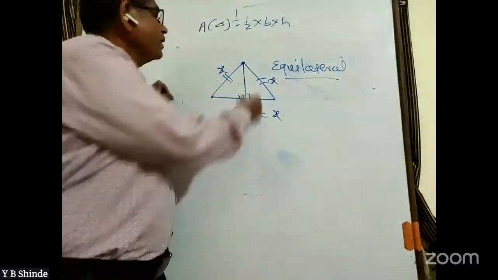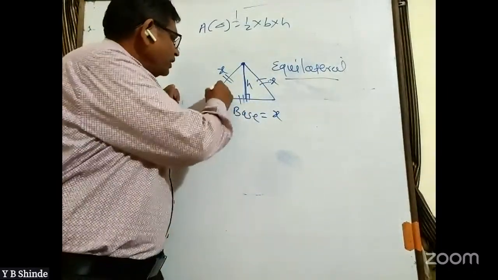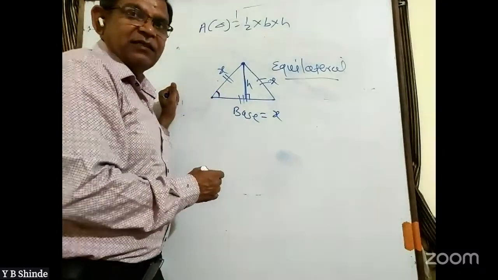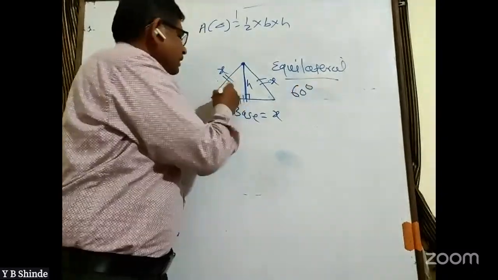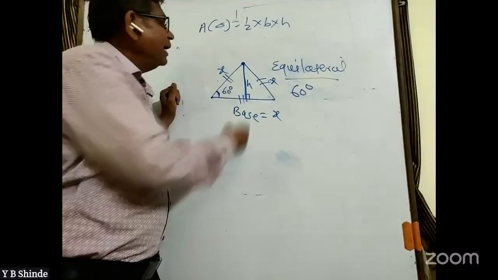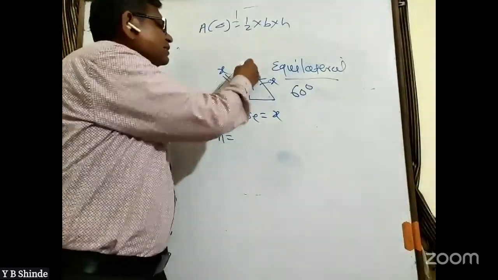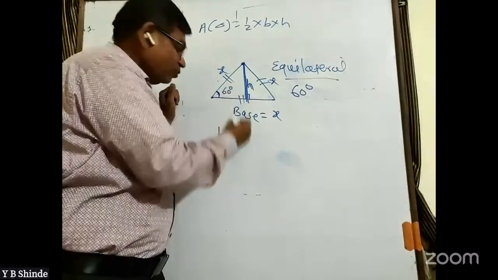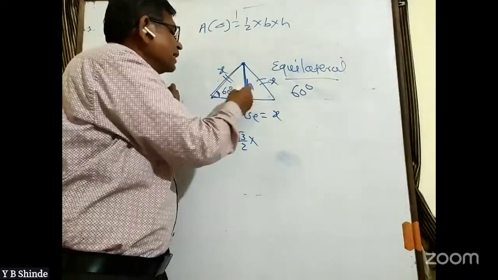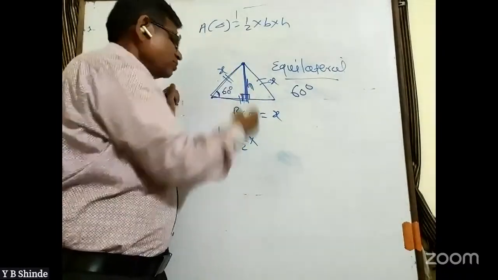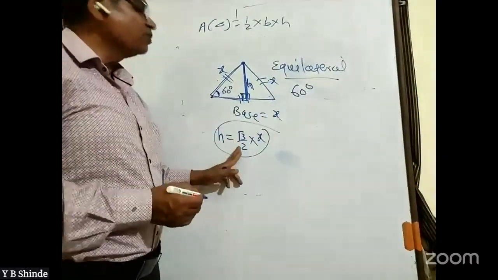Now I will find the length of the height in terms of x. Very important thing. See here, what is the measure of this angle? Each angle of an equilateral triangle is 60 degrees. So this angle is 60 degrees. And the side opposite to 60 degrees is the height. Height is root 3 by 2 times the hypotenuse of this right angle triangle. So root 3 by 2 times x. Base is x and height is root 3 by 2 x.